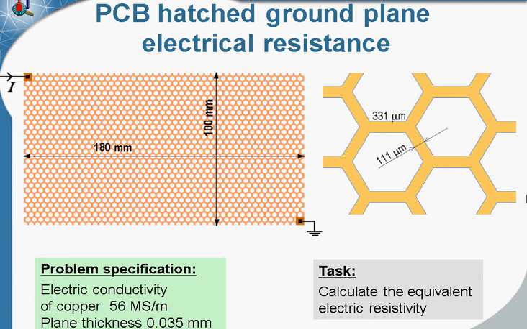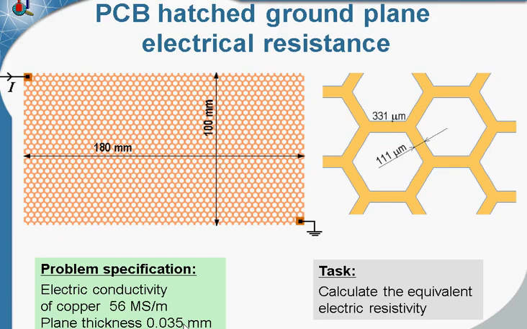I will simulate only a small piece of the board to calculate the equivalent resistivity of the board. It is made of copper and the foil thickness is 0.035 millimeters.